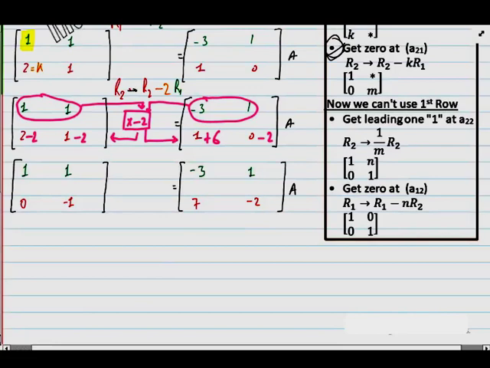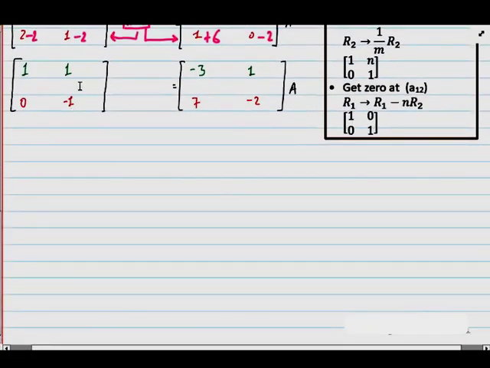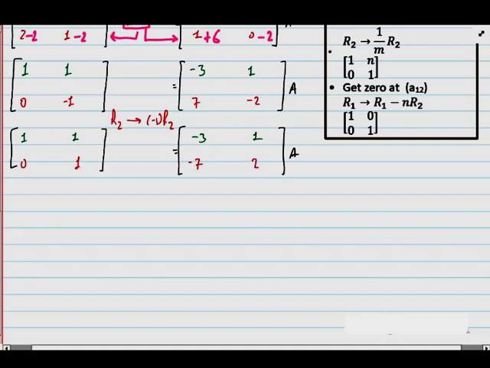Now the third step is to get leading 1 at the A22 point, and for that we should take minus 1 common, or we can say we have to multiply minus 1 to the second row. In this operation our first row will stay, the second row becomes 0, 1, minus 7, and so on. We also complete the third step. We get leading 1 as well as the value of n.